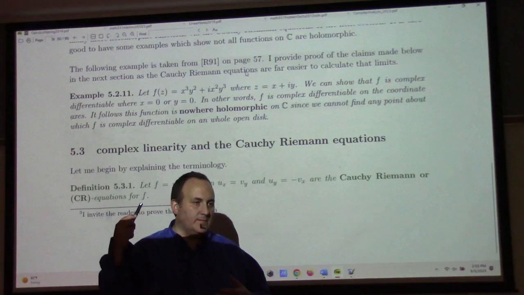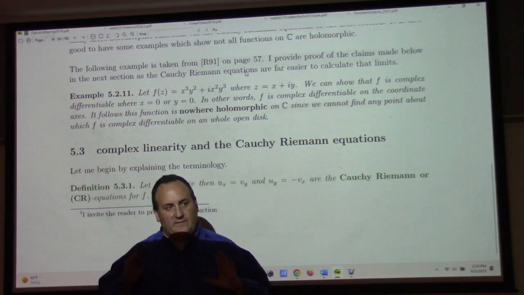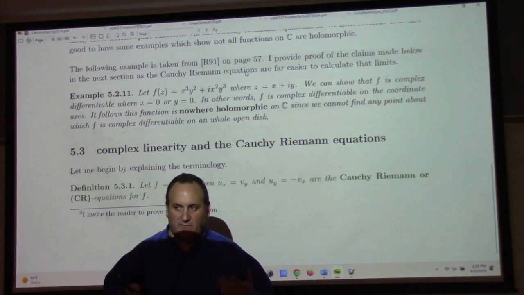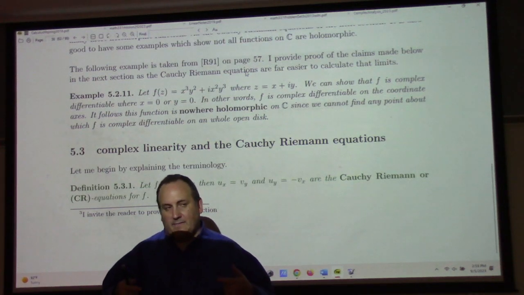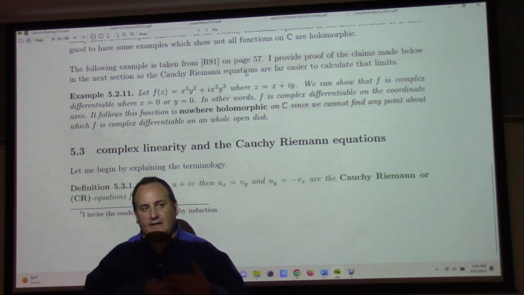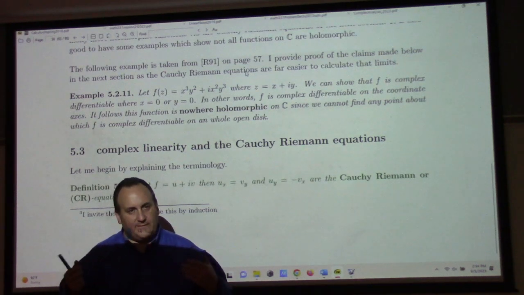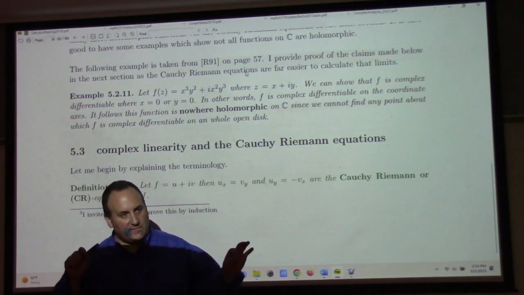The book that whoever taught complex last year used, Saff and Snyder, is a popular, wonderful book. They also call complex differentiable analytic. And there's a reason for that. But I think it's really more healthy to call it holomorphic, because when I think of analytic, that has a larger meaning. We say a function's analytic if it can be represented by a power series.